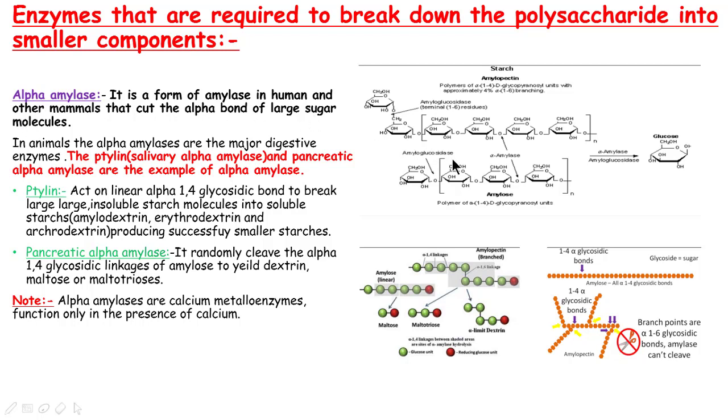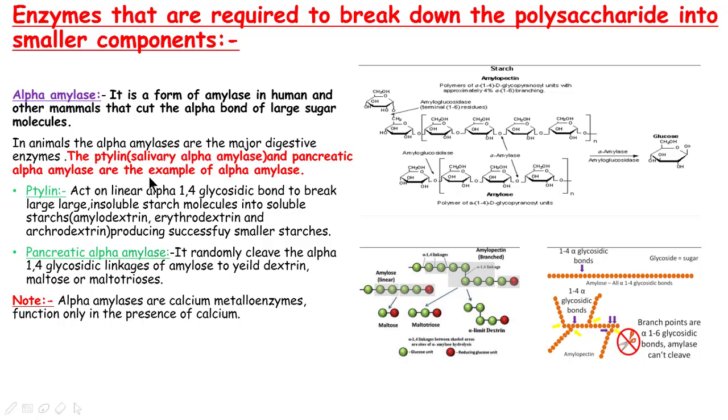These are the two types of starches, that is the branched and the unbranched. The unbranched starch is known as amylose and the branched form is known as amylopectin. Both of them contain 1,4 glycosidic linkage and the branching also contains 1,6 branching. And when alpha amylase acts on it, it is converted into glucose. In animals, the alpha amylase is the major digestive enzyme.